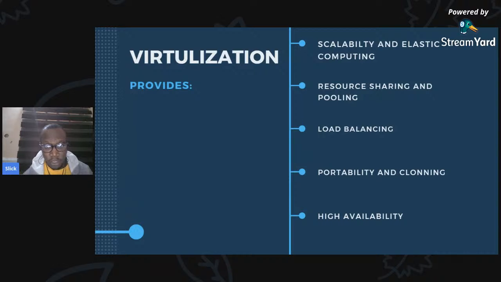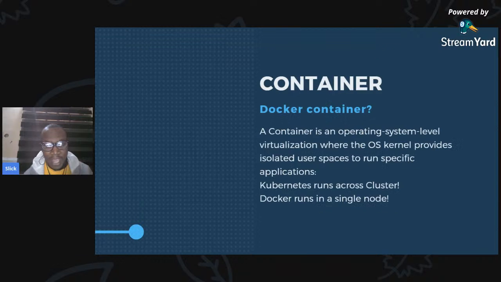Then there's virtualization, scalability, and elasticity in computing: scale up, scale down. Elasticity means that when your server is not running under heavy load on your app, your prices decrease, and they increase when the capacity is needed. There's also resource sharing and pooling, load balancing, portability, cloning, and high availability as well.